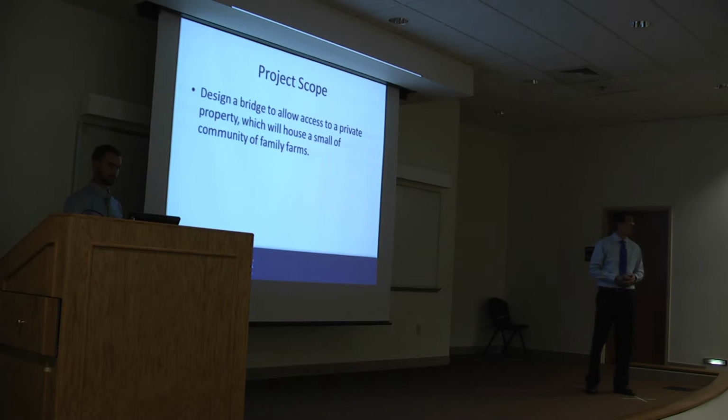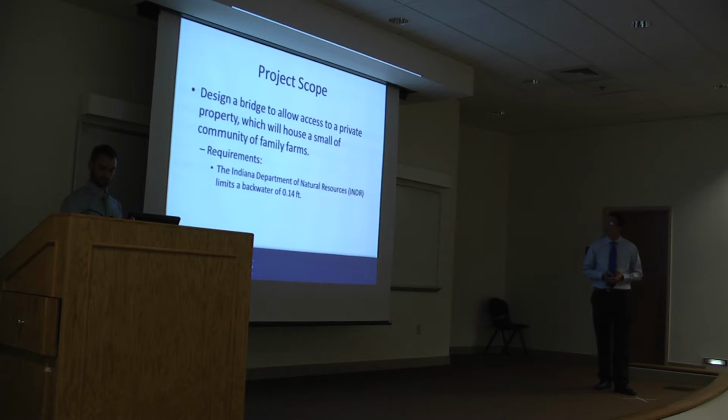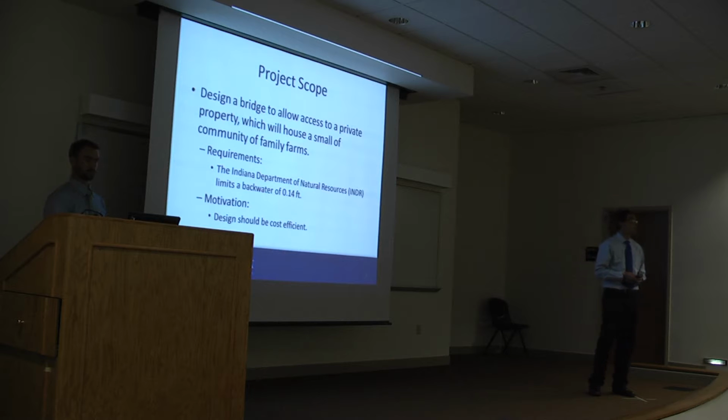So the scope of our project was to design a bridge to access a private property that will house a community of family farms. And the requirement that we need to meet is 0.14 feet of backwater, which was provided by the Indiana Department of Natural Resources. And the motivation for our design is it must be cost efficient.